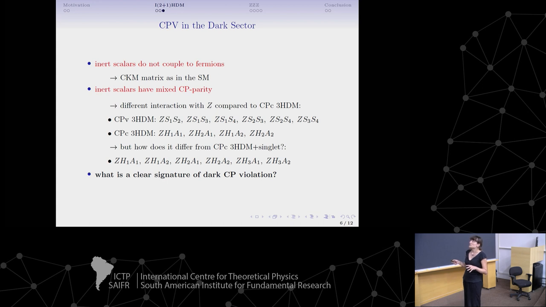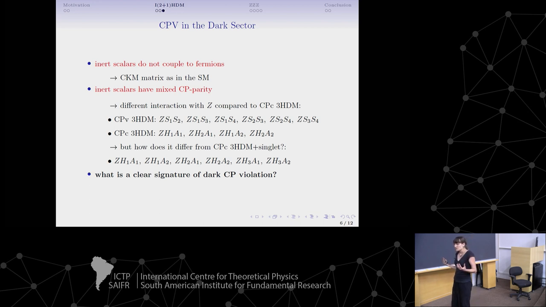What I want to talk about is the CP violation that we have in this model. Those scalars do not couple to fermions. We do not change the fermionic sector at all. The CKM matrix is just as it is in the Standard Model. We don't do anything here. We know that those scalars have mixed CP parity.